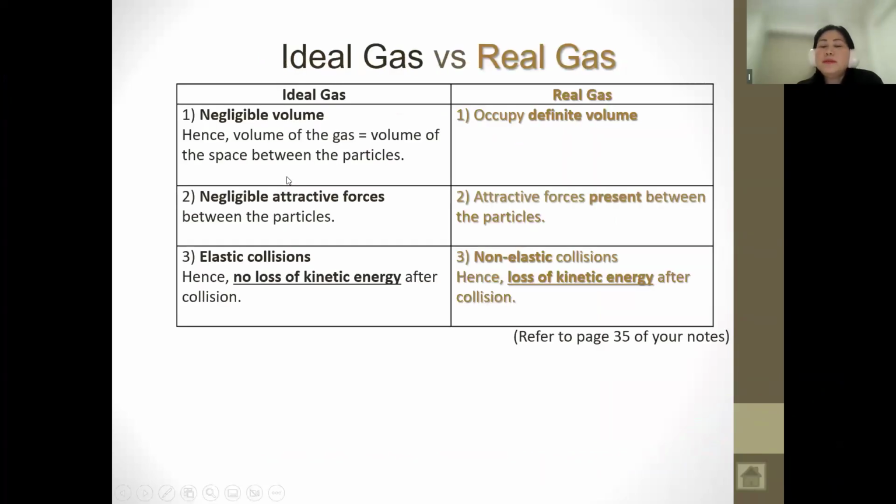Okay, so if we put them side by side, you can see that there are some assumptions that are untrue, and that cause the real gas, when we carry out an experiment, to sometimes give results that do not follow the ideal calculated values. So the ideal gas gives us the theoretical value. But when we conduct an experiment, the experiment gives us the real value reflecting the behavior of a real gas.